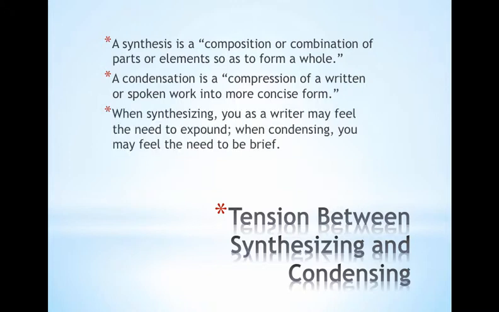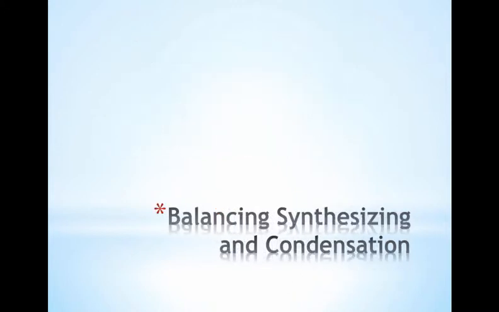So when you're synthesizing, you as a summary writer may feel like you want to expound or expand or extrapolate that article that you have just read. But when you're trying to keep condensing in mind, you as a summary writer may feel like you need to be brief. So how do you balance these two competing instructions from this genre, really, a summary writing genre?